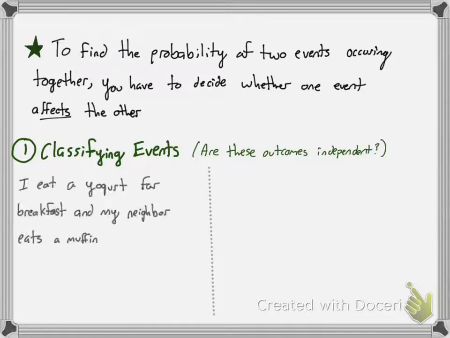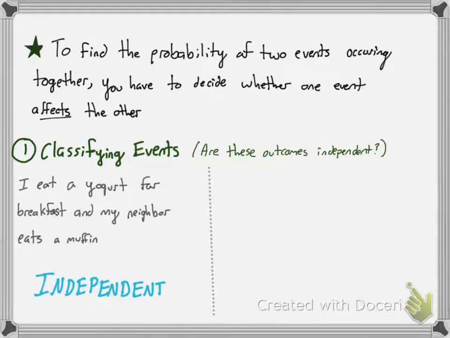In the first example, I eat a yogurt for breakfast and my neighbor eats a muffin. Here, I'm eating yogurt, we're all stuck in our houses, my neighbor has no idea what I'm eating for breakfast, so my actions had no influence over what she did for breakfast. So, those events would be independent.